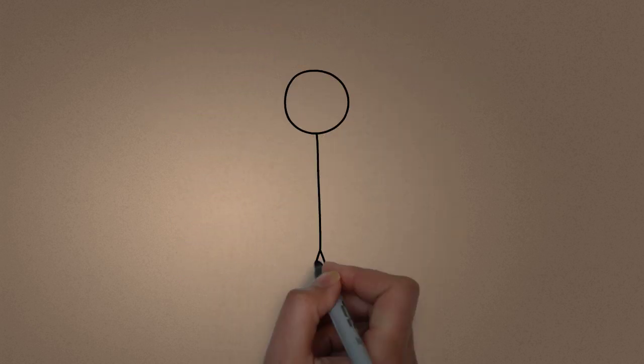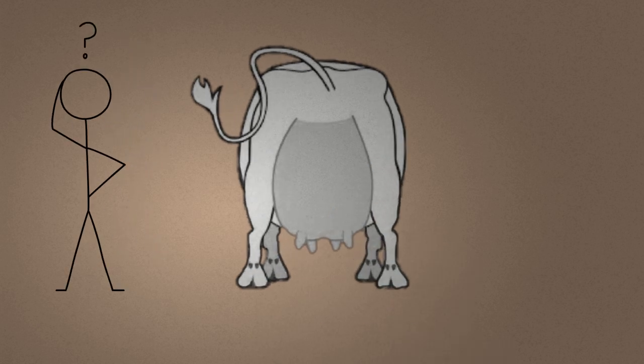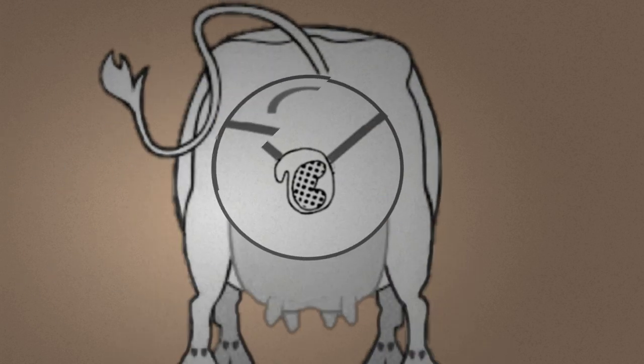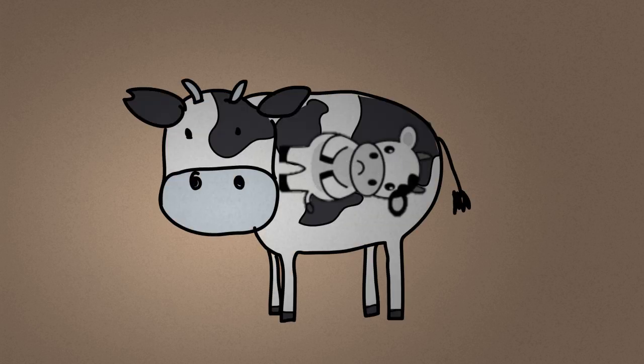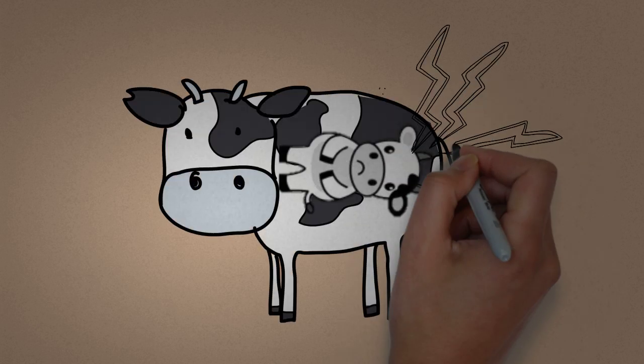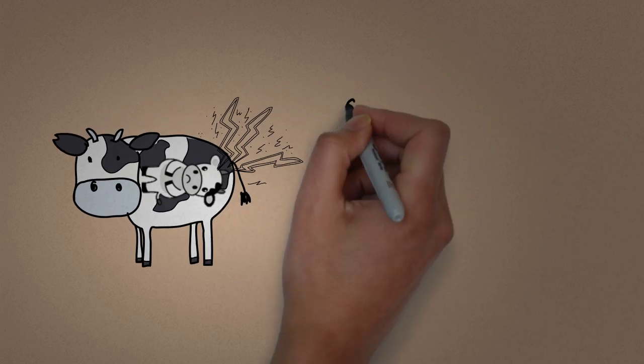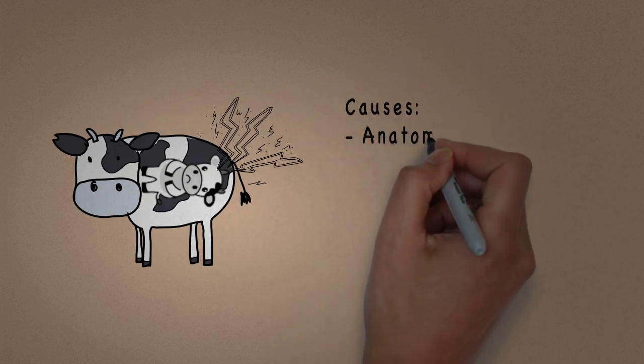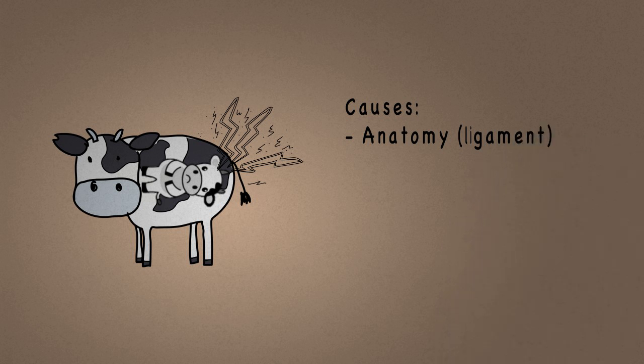But what exactly happens in a uterine torsion? Well, the parturition canal is simply closed by the uterus itself that turns around itself. The calf cannot exit the parturition canal and is blocked cranial to the torsion. The main causes for this condition are the anatomy of the cow itself. There's a decrease in the size of the ligament which maintains the uterus in place.